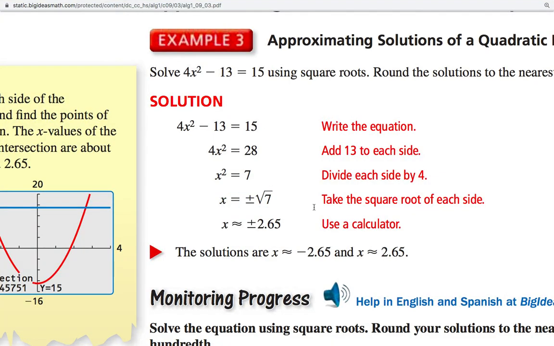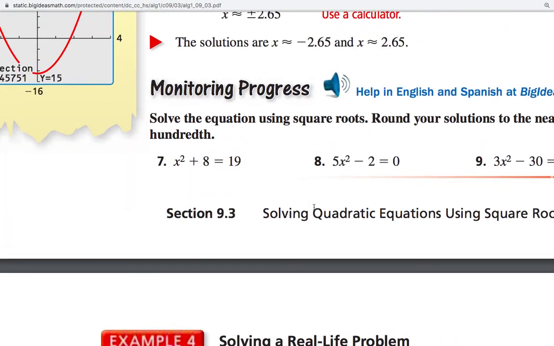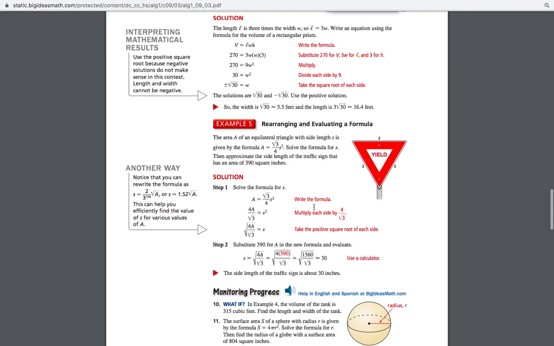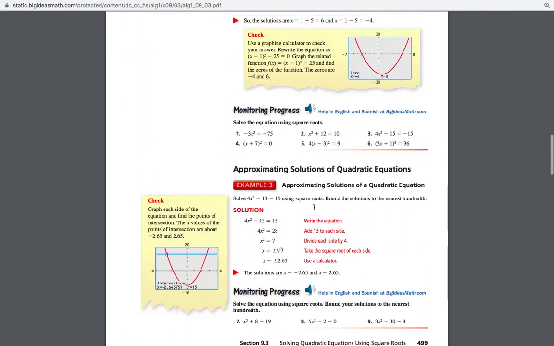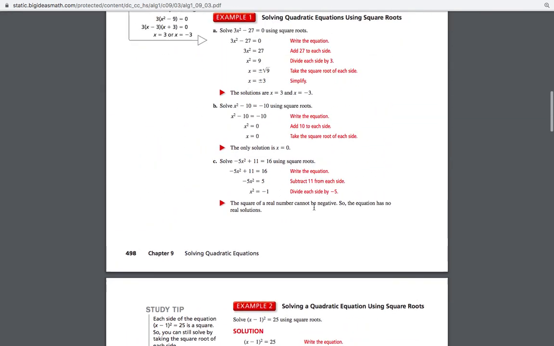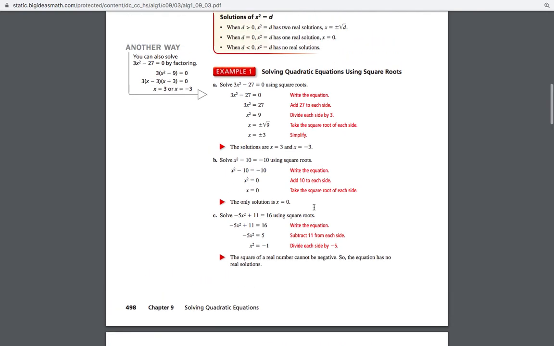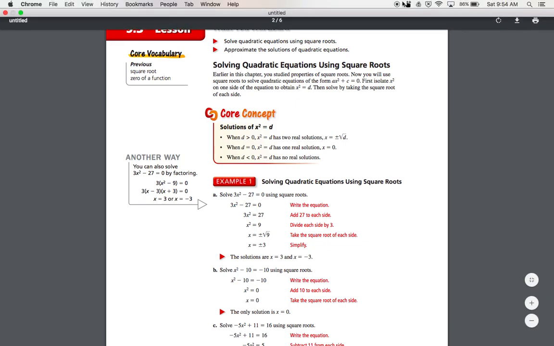Okay, that's what we're looking at here in 9.3. The book goes on to talk about example 4 and 5. Don't worry about 4 and 5. If you want to look through it, you can. I don't think there's anything on the homework with that. Most of it's just going to be examples 1, 2, and 3 here. So there you go. That's section 9.3. Hopefully that helps.